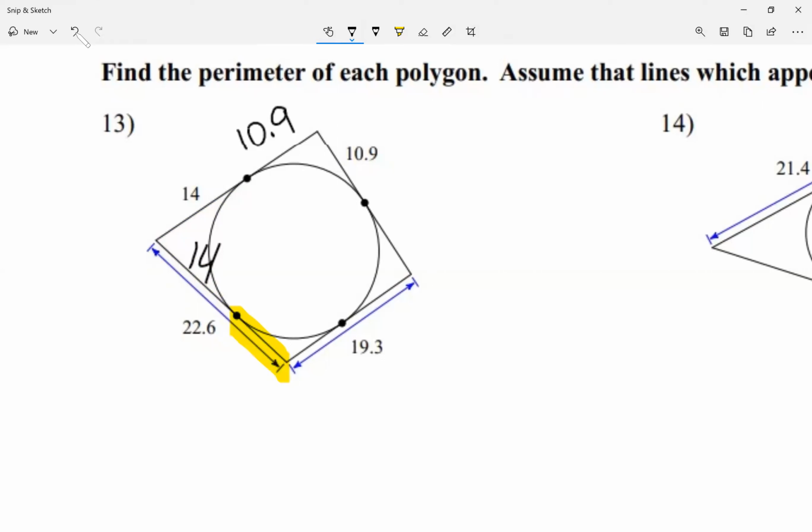I want you to pay attention that this whole segment right here is 22.6. Right, the whole segment is 22.6, but part of it is 14. So let me subtract that. 22.6 minus 14. So I'm going to say this segment that I highlighted in yellow, let me call that 8.6. Therefore, this other segment is also 8.6.